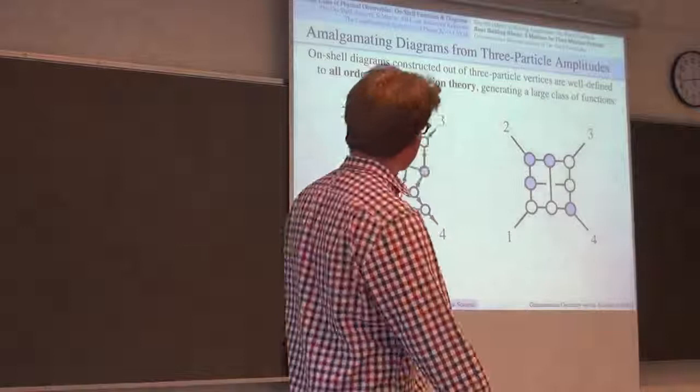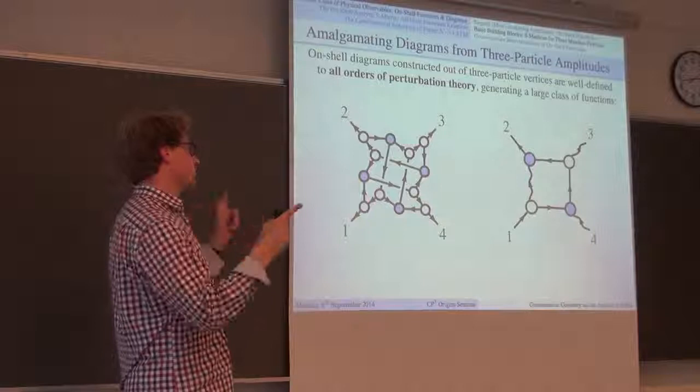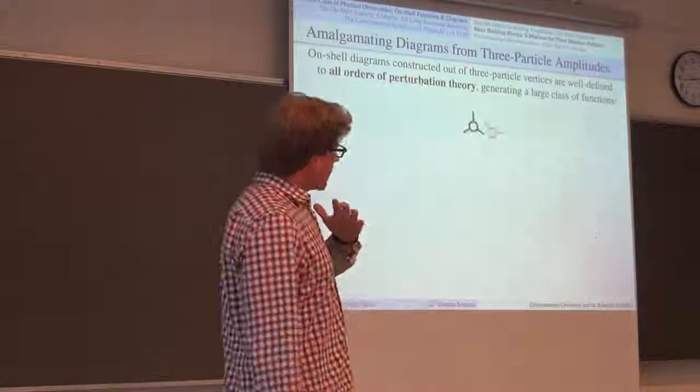We can draw these pictures in QED as well. This picture happens to be the electron photon scattering in QED, the tree amplitude. But again, I'm not going to draw many pictures like this because this is way too similar to what a Feynman diagram looks like.